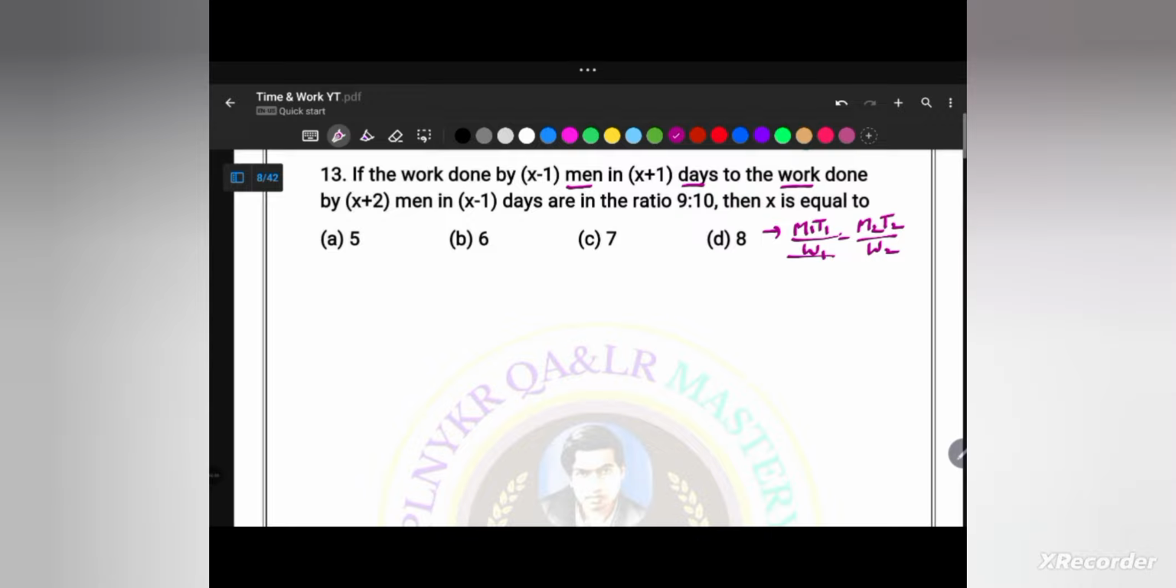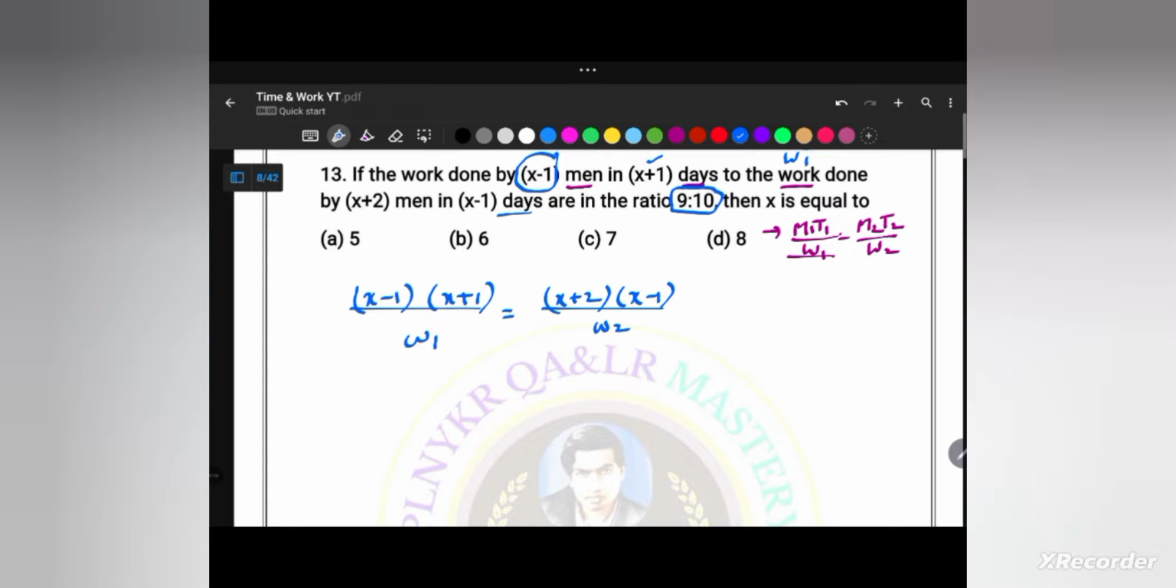Now, coming to the two scenarios. In the first scenario, what is the M1 value? X minus 1 men, and the time period is X plus 1 days. We don't know the work, let it be W1. M2 value is X plus 2, whereas the number of days, the time period, will be X minus 1. We don't know the work, let it be W2. But the ratio of W1 to W2 is given, which is 9:10.